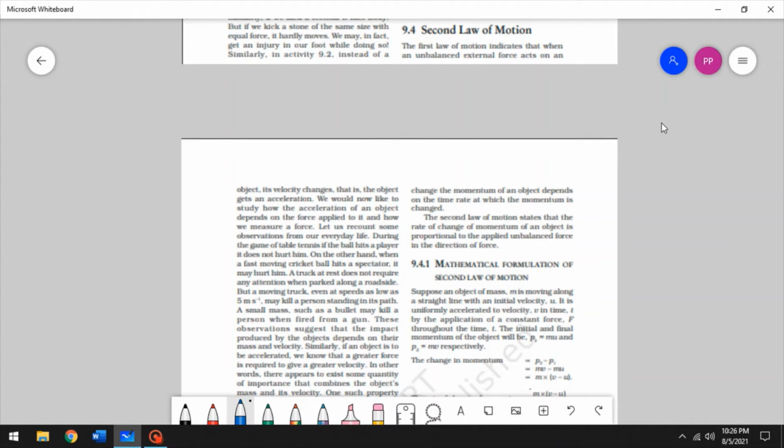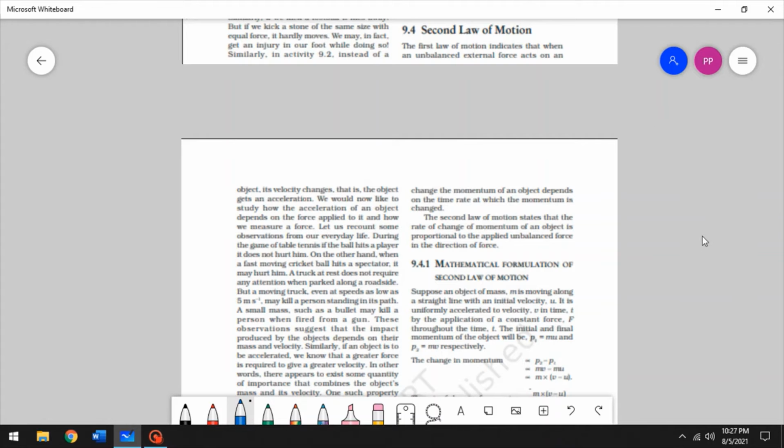Woohoo! Alright, so let's start with the second law of motion. They're just giving a recap of sorts of the first law. The first law of motion indicates that when an unbalanced external force acts on an object, its velocity changes. That is, the object gets an acceleration. It's changing from rest to motion or motion to rest. That is because of a change in velocity, right?